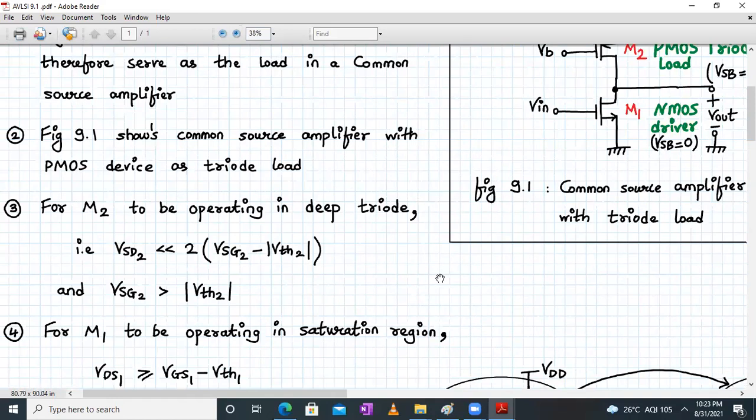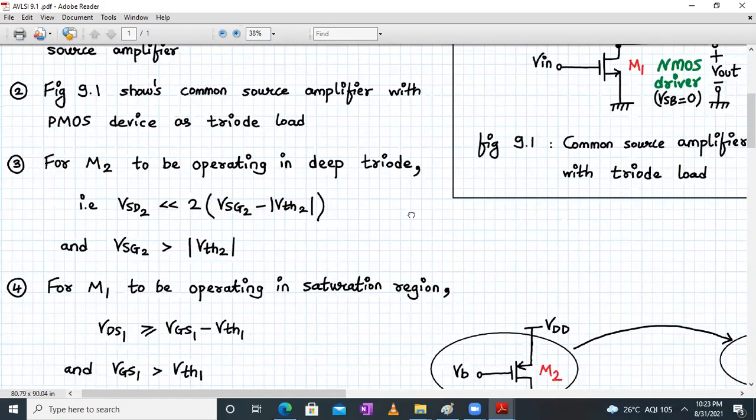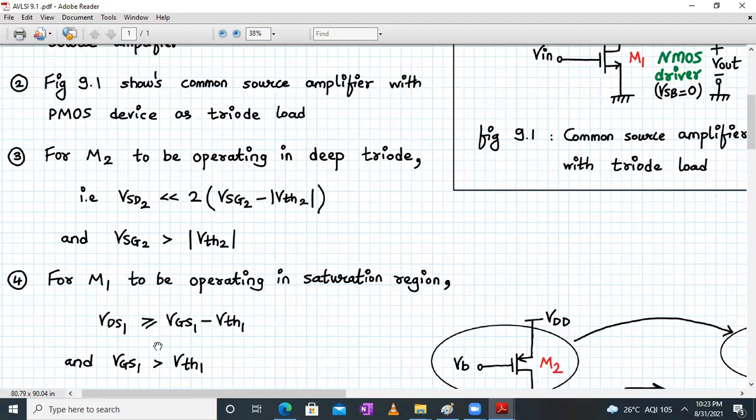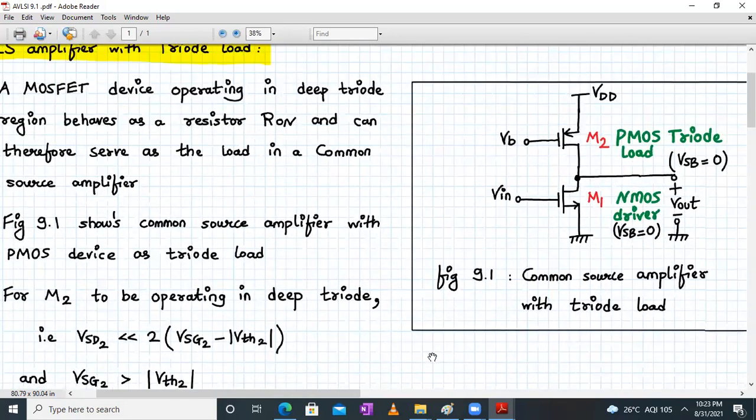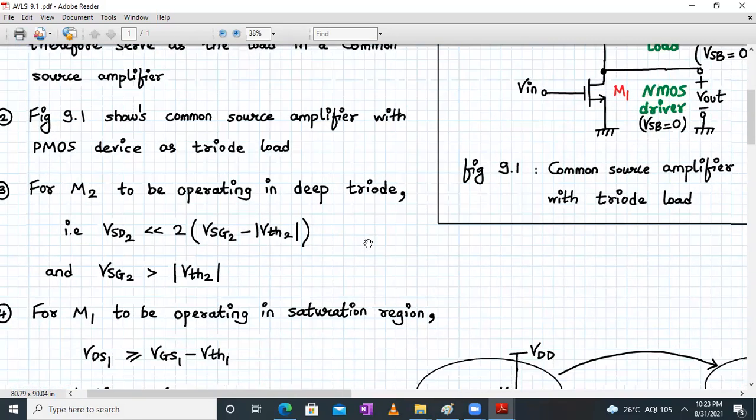Now let's move ahead. For M1 to operate in the saturation region, it's straightforward. VDS1 should be greater than or equal to VGS1 minus VTH1, and VGS1 should be greater than VTH1. Okay, fine. So these are the operating conditions for the M2 and M1 transistors. Let's move on from here.